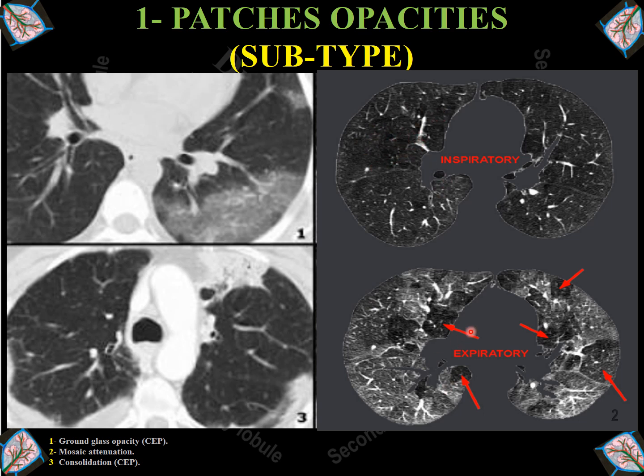Give me a few seconds, I will mention it in detail in the next slide. So for patchy opacity, we have subtypes: ground glass opacity, consolidation with air bronchogram, mosaic attenuation, and air trapping.